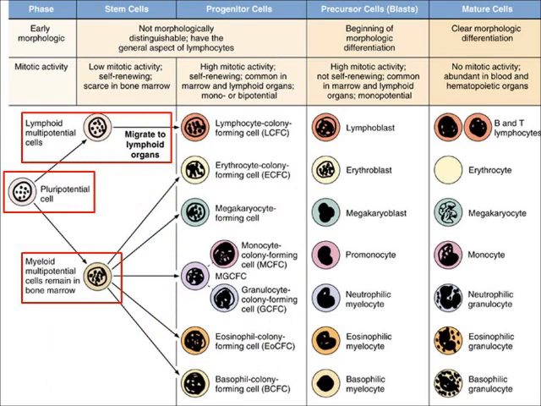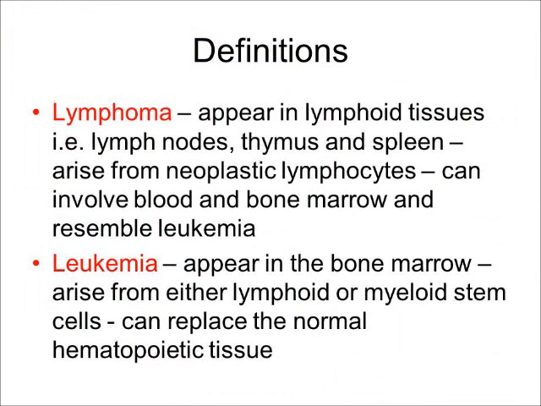The pluripotential stem cell also gives rise to other lineages that remain in the bone marrow, and these are collectively referred to as the myeloid multipotential stem cells. Now, the term myeloid simply means bone marrow. So this includes the lineages that give rise to the erythrocytes, megakaryocytes, and the leukocytes, with the exception of the T lymphocytes. Now, for historical reasons, hematopoietic malignancies have been classified into two major groups, lymphomas and leukemias.